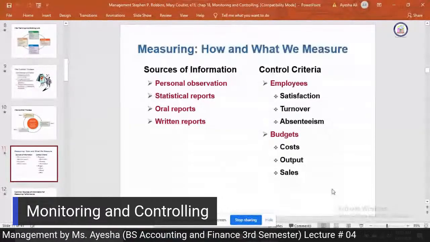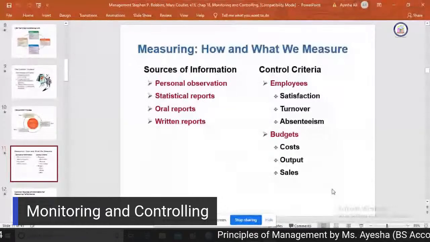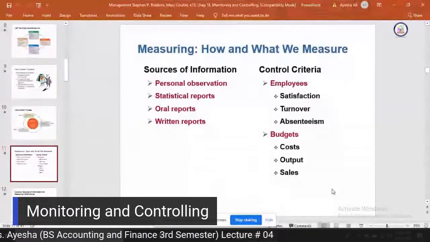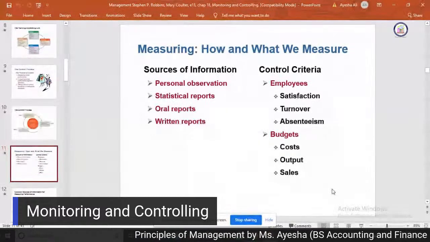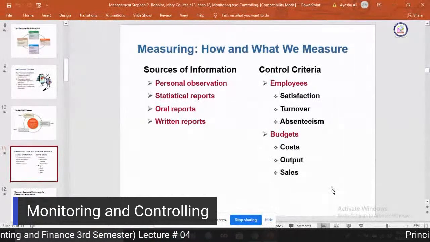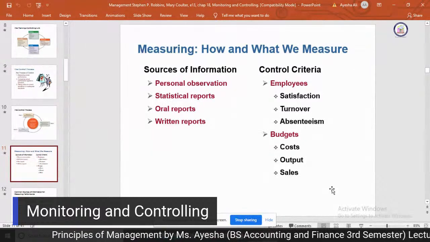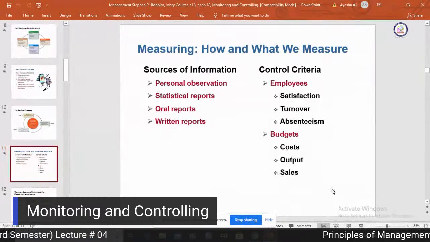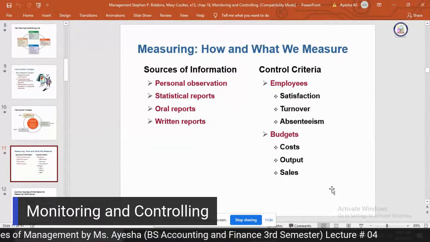And controlling criteria: whether the employee is satisfied or not. If he or she is satisfied, obviously he will not leave the organization, and he will stay in the organization. And if he is not satisfied, definitely it will cause turnover, which is costly for the organization. Then we have absenteeism. If the employee enjoys and doesn't get bored at their work, he or she is not absent; he or she is punctual. But if he is bored and fatigued from the work and the nature of work, he will definitely try to avoid it and try not to come to work.